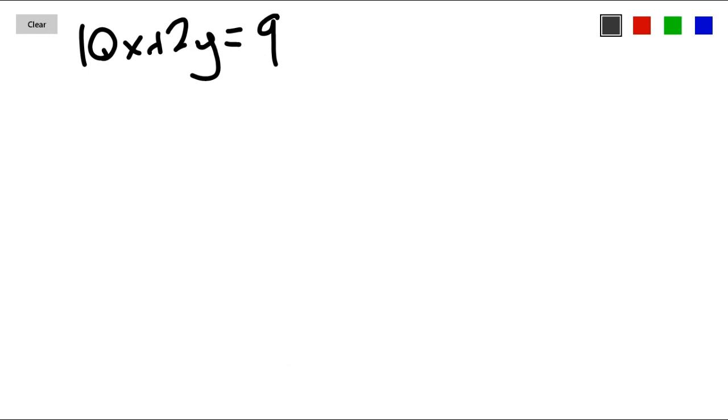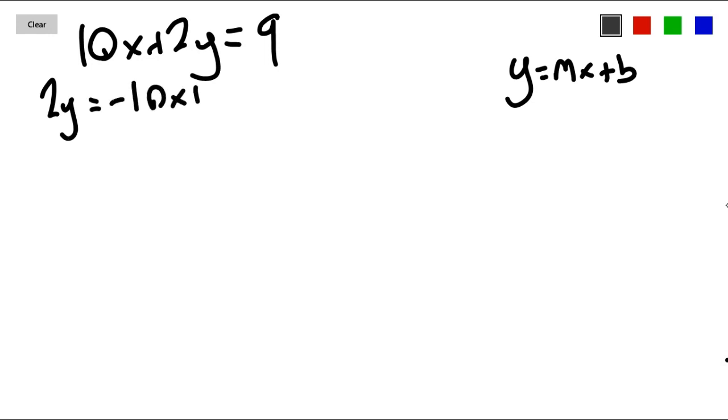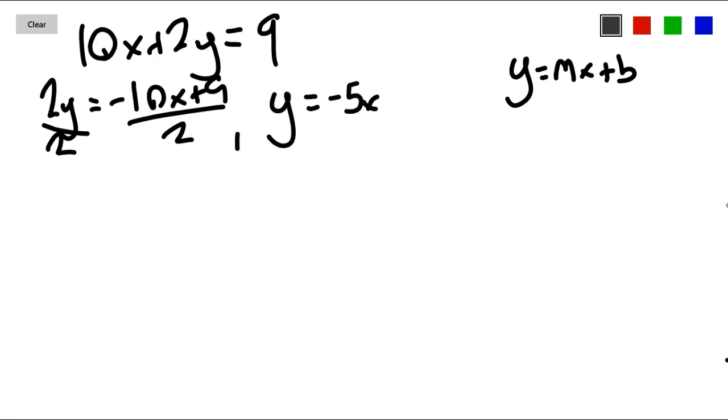In this next example, I've got 10x plus 2y is equal to 9. Again, I want this in the form of y is equal to mx plus b so that I can graph it easily. So I'm going to get y by itself and subtract 10x from both sides. I have 2y is equal to negative 10x plus 9, and then finally divide by 2. So I have y is equal to negative 5x plus 9 over 2. So we have it in the form that we're looking at.